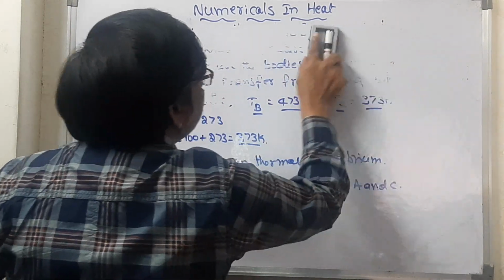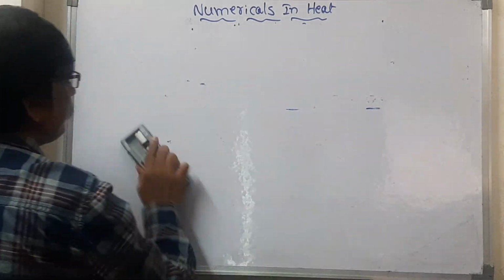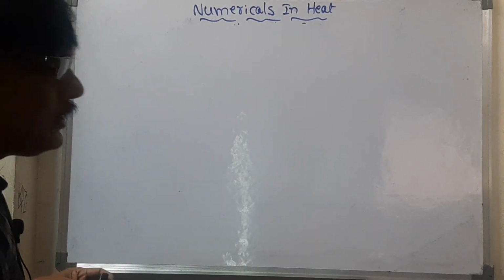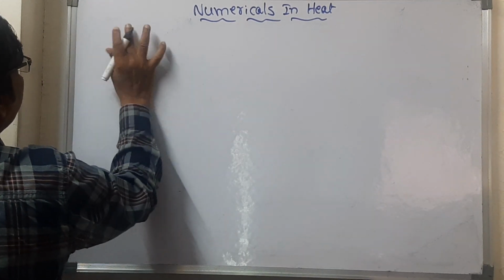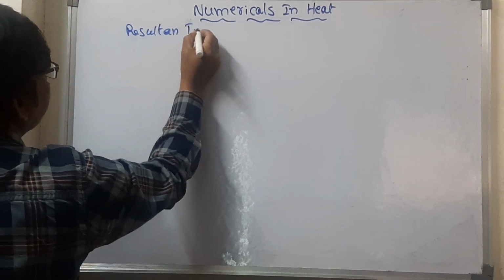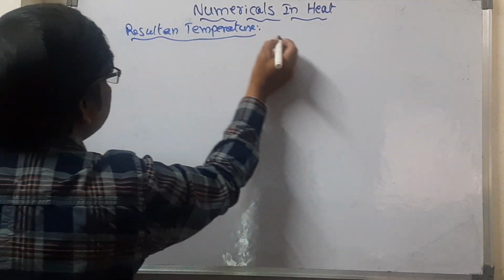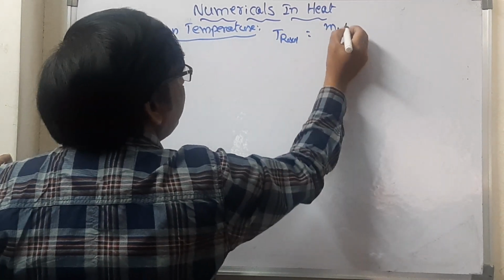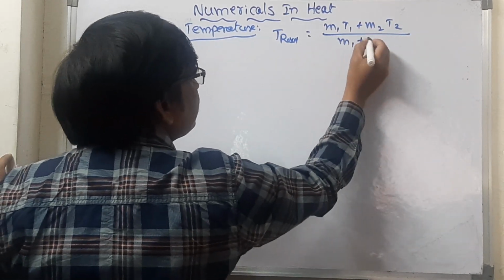Now let's go with another section. This time let's go with the principle of method of mixtures. Resultant temperature formula, let us take the resultant temperature. It's a very simple formula. T resultant is equal to M1 T1 plus M2 T2 by M1 plus M2.